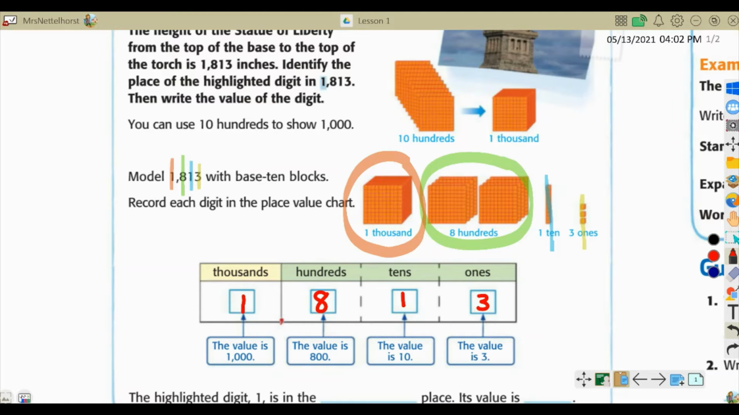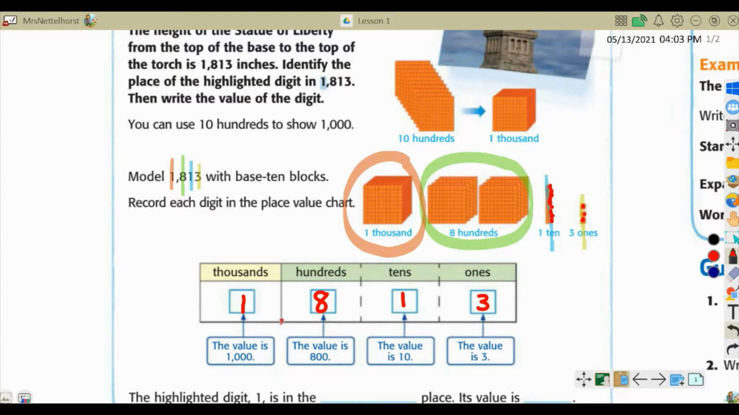So you can see the values down here. The value of 3 ones is 3. You just count the cubes. 1, 2, 3, okay? The value of this 1 ten, you have 1, 2, 3, 4, 5, 6, 7, 8, 9, 10. I should dot them. Sorry, my finger jiggled. So there's 10 in there.